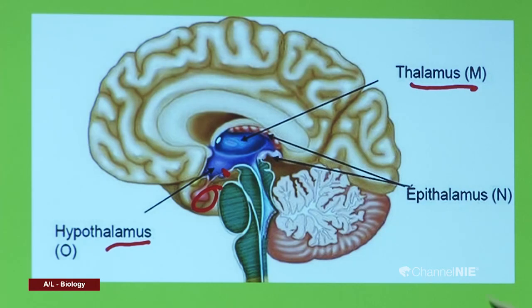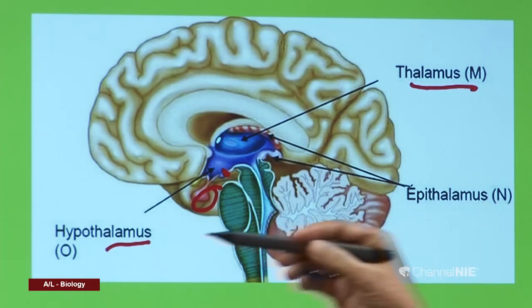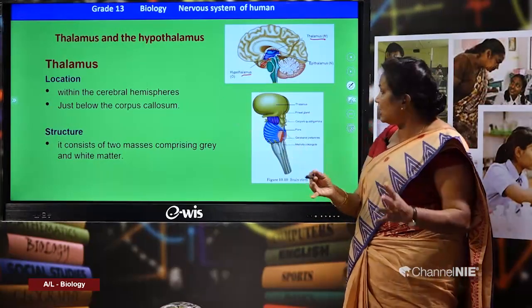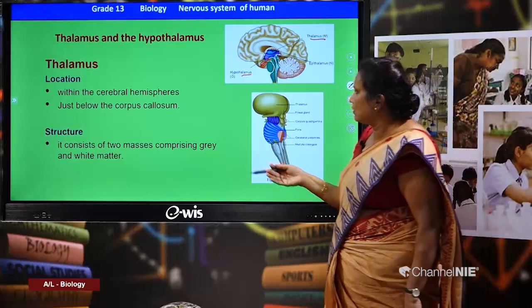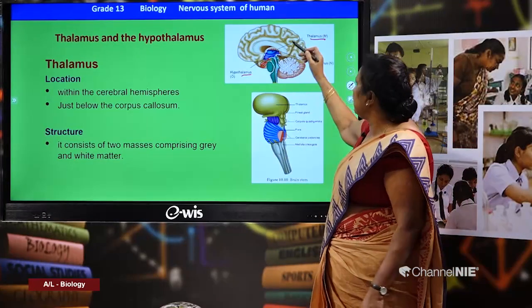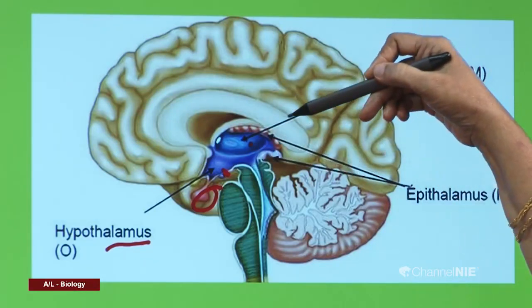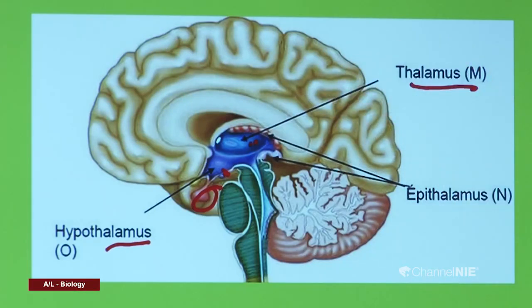Understood, right? Thalamus. Now I am going to explain the location of the thalamus. This is how we explain the location: within the cerebral hemispheres, you can see it is situated in the deeper region of the cerebral hemispheres.